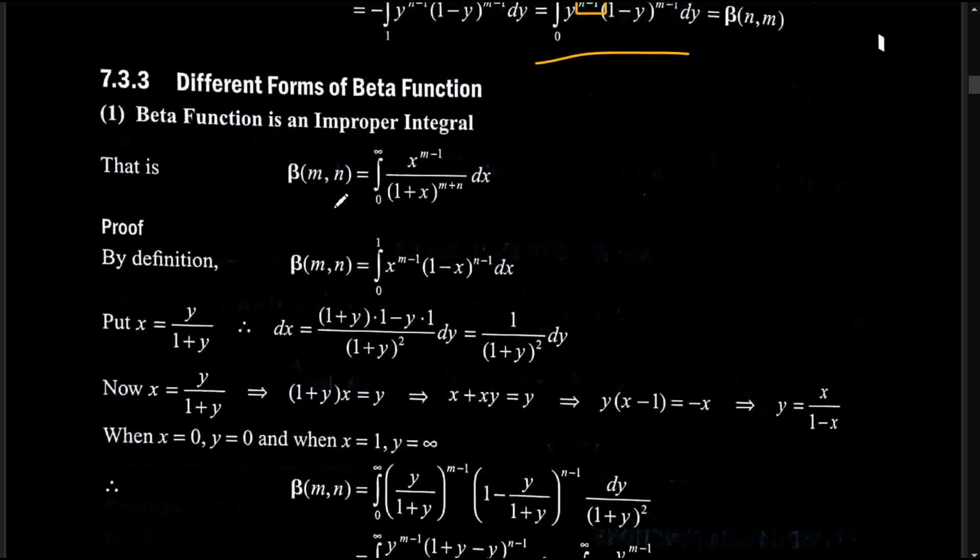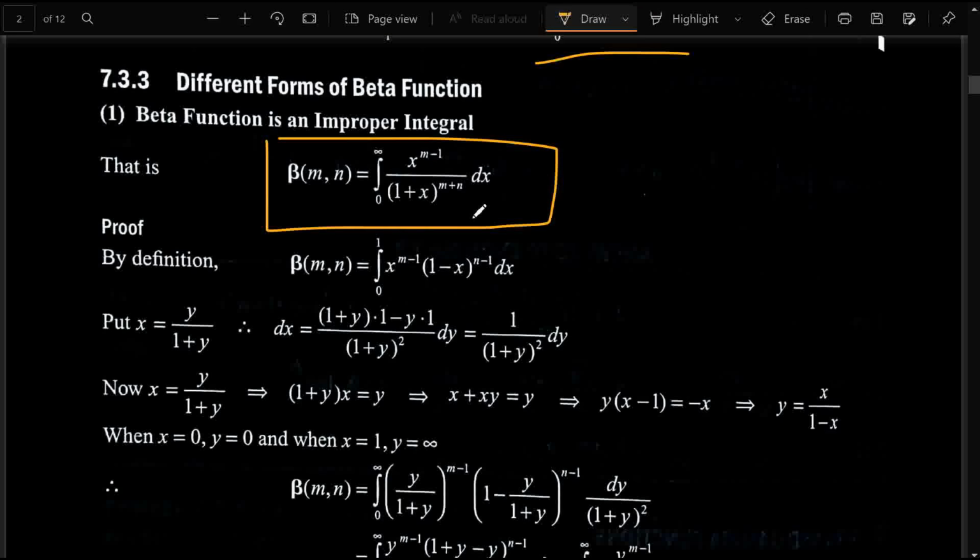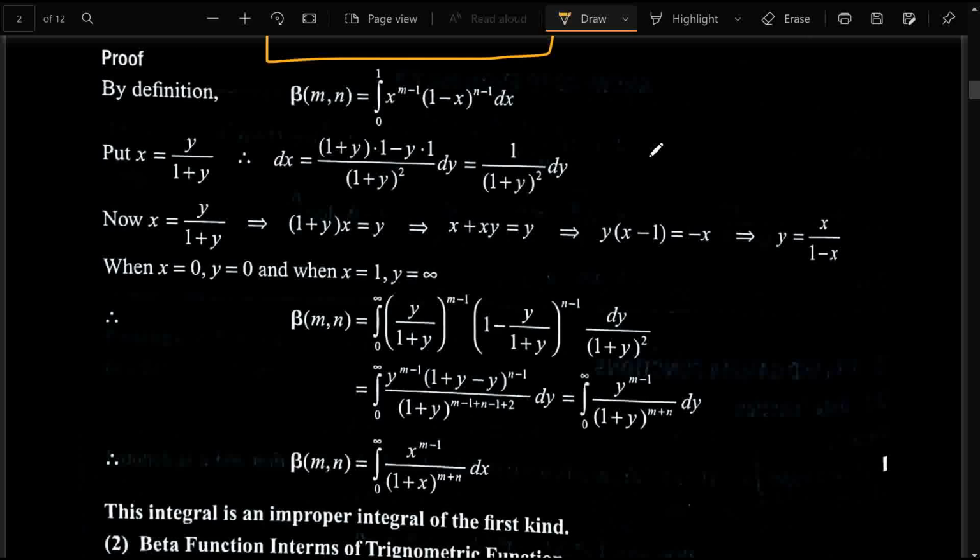And now the different forms of the beta function. There are three forms, and all three are very important. The first form: beta of m comma n equals the integral from 0 to infinity of x to the power m minus 1 divided by (1 plus x) to the power m plus n, dx. Just remember it, and this is the proof. It is not that necessary, but if you are interested, pause the video and go through it.